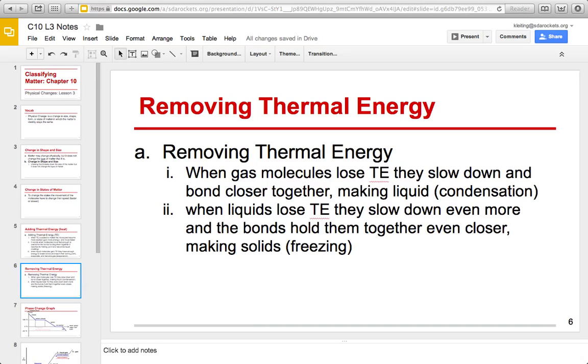Removing thermal energy. When gas molecules lose thermal energy, they slow down, bond closer together. That makes liquid. This is called condensation. When liquids lose thermal energy, they slow down even more, and the bonds hold them together even closer, and that's solids. So we talked about just a second ago how we needed to add energy to go from solid to liquid to gas. Here we're talking about the reverse process. We're going to be removing energy, so removing heat.